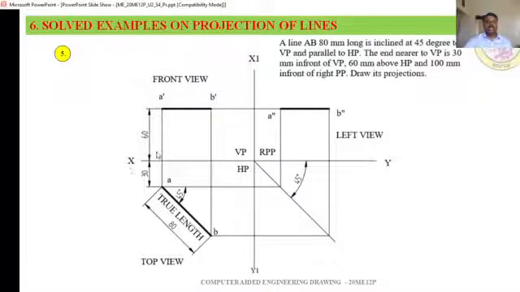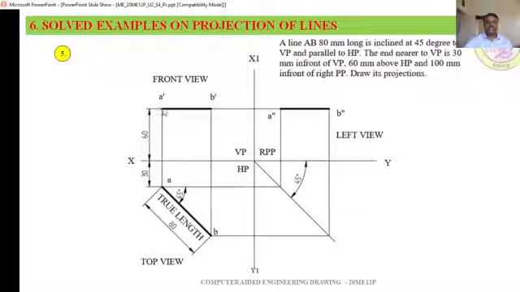Now above HP, how much distance is given, you have to see: 60 mm above HP. So measure from this point 60 millimeters, locate a point. Now from A, you draw vertical projector.